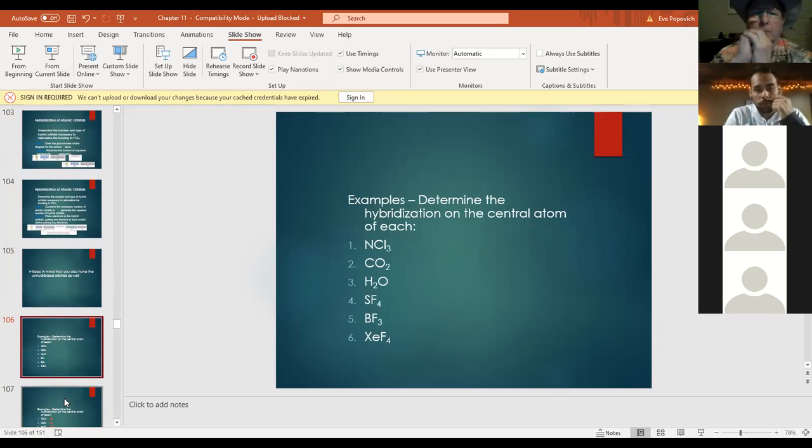Blake, NCl3, draw the Lewis dot structure real quick. Okay. Draw the Lewis dot structure, and I want you to tell me what the hybridization is. Joe, CO2. David, H2O. Dylan, SF4. And Min, XeF4.